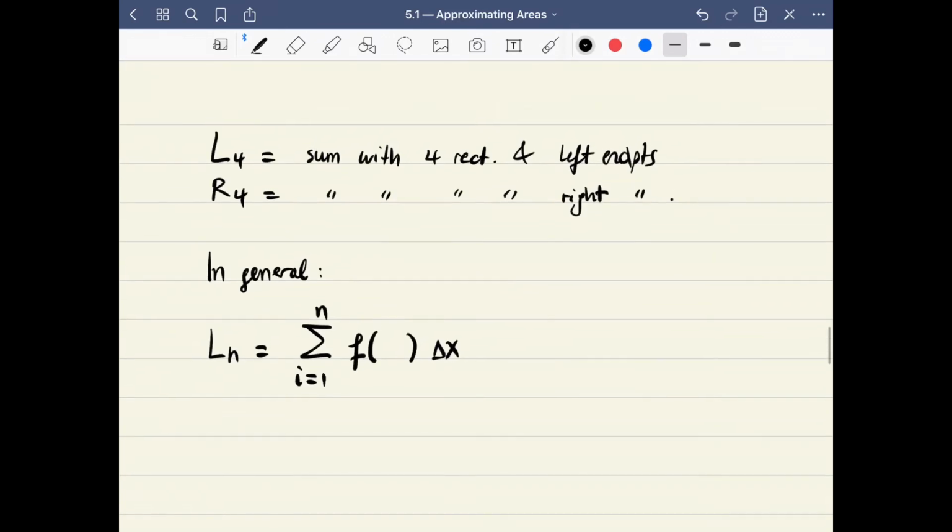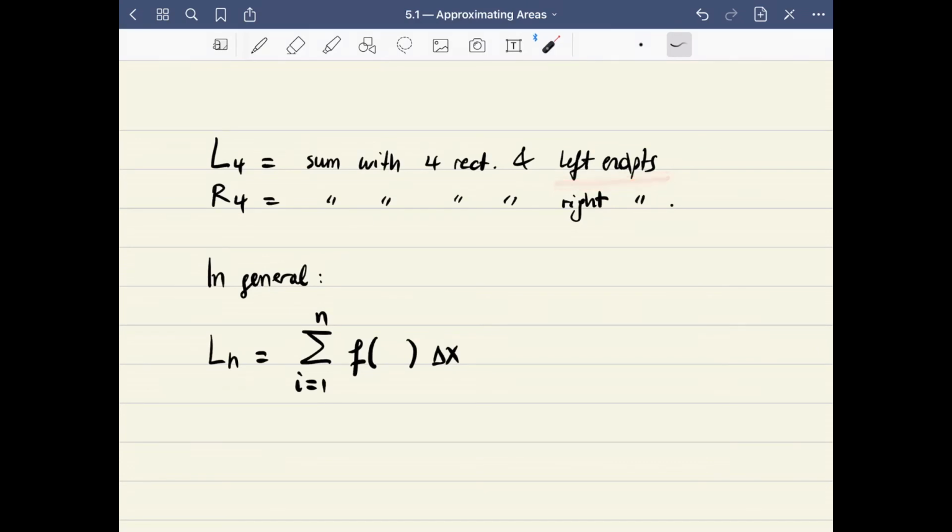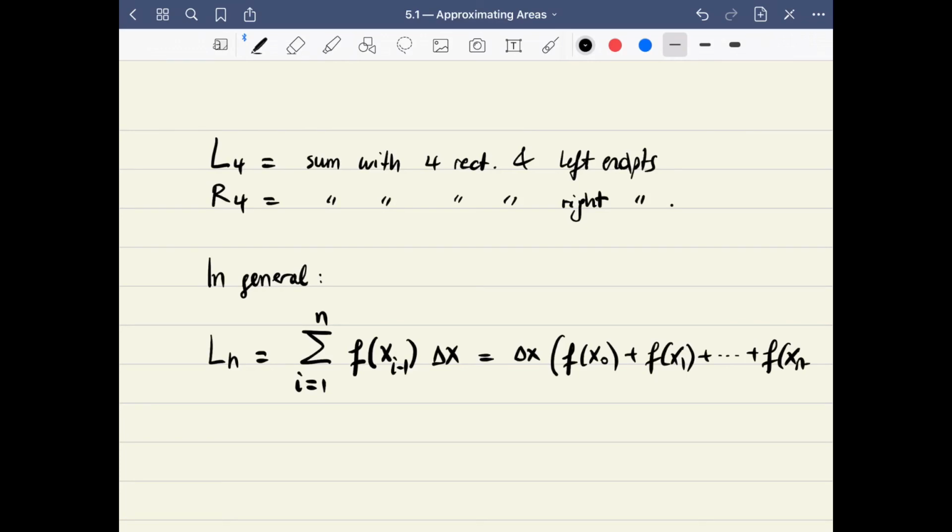Since we're using left endpoints here, the left endpoint of the ith subinterval is x sub i minus 1. So this should be xi minus 1. And if you write this out, delta x is the same for all of them. So you start with f of x0, and then f of x1, up to f of x n minus 1. Basically we start with 0 and end with n minus 1. So you don't really count xn.